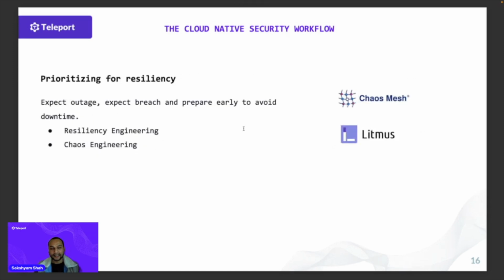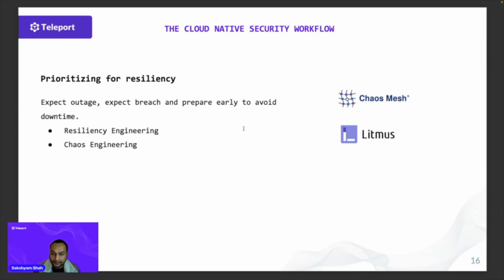The last thing, when you think about cloud native security workflow, is that cloud native security prioritizes resiliency. It means that when you think about cloud native security, you have to expect outages, be it a network outage, server crashes, or even an outage due to a cybersecurity breach. When you think about resilience, it helps to prepare early on to avoid downtime. And this can be achieved in two ways.